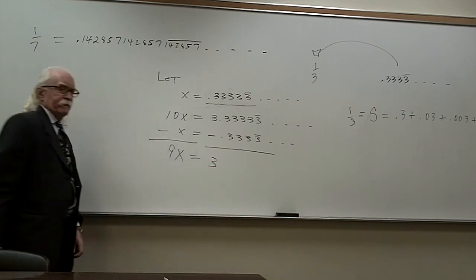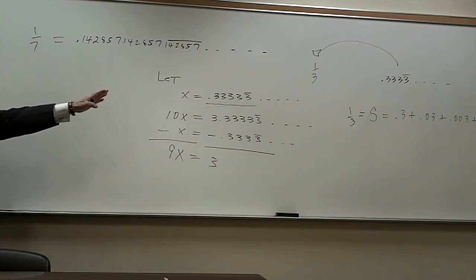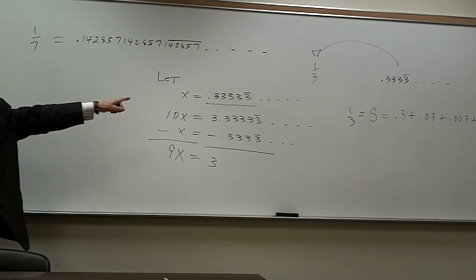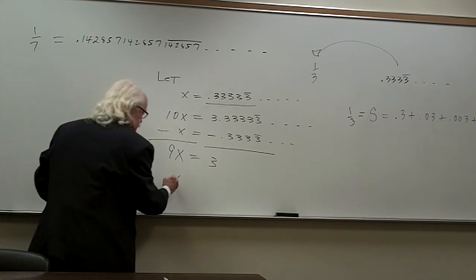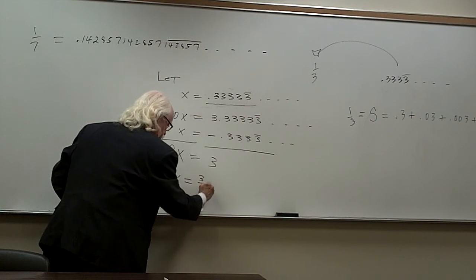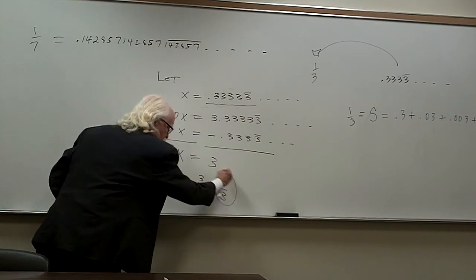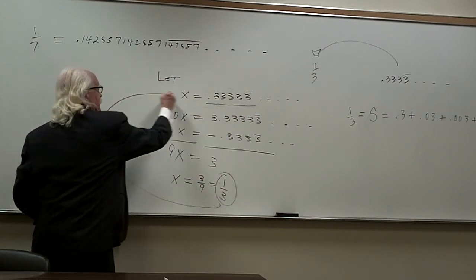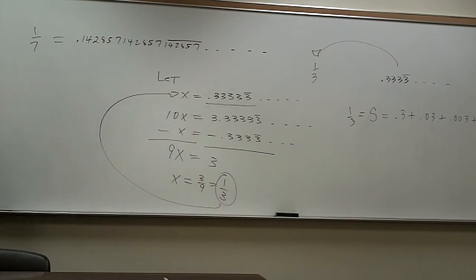Never, because all the 3's go away. Can you see that? Are you watching me? Let me write that better. 3/9. X is equal to what? 3/9, which reduces to what? 1/3. And you actually started off saying that x was actually the decimal 0.3333.